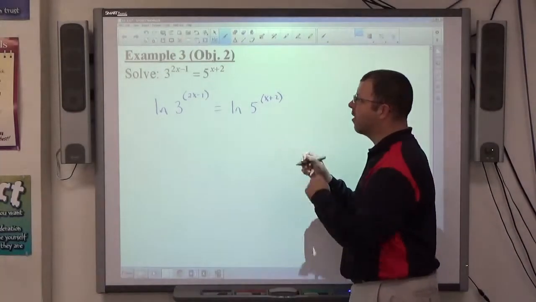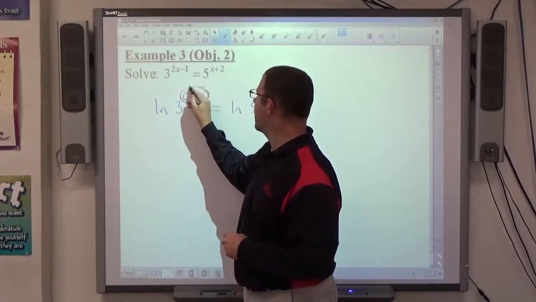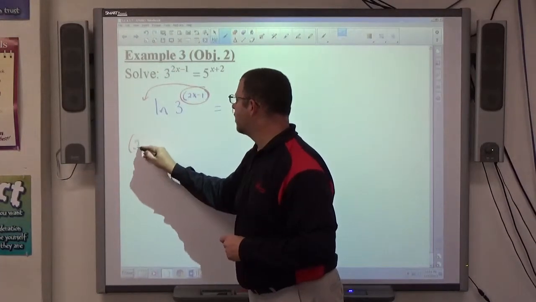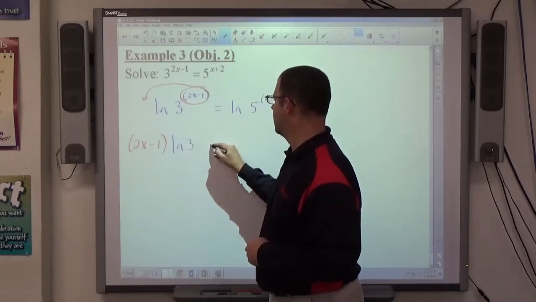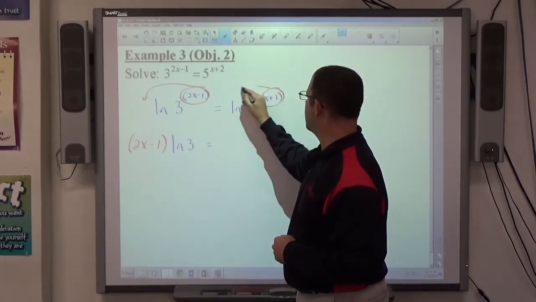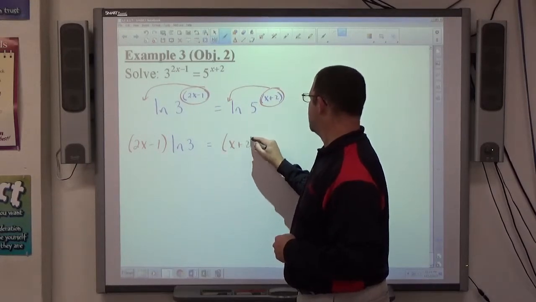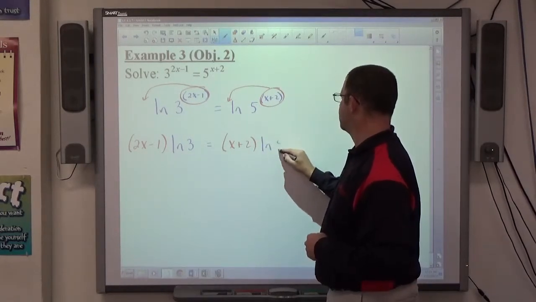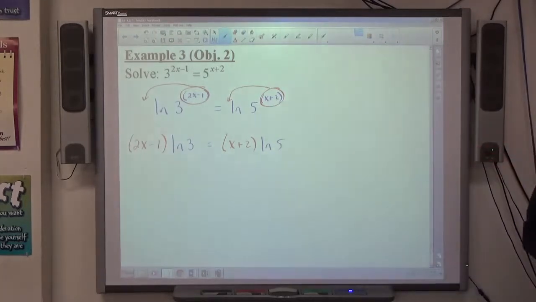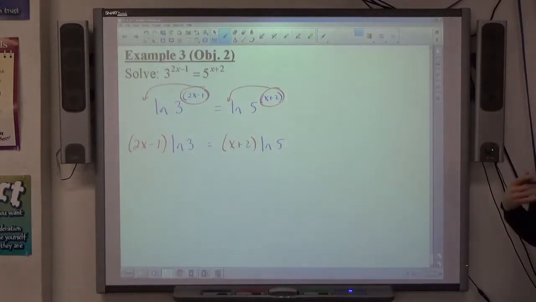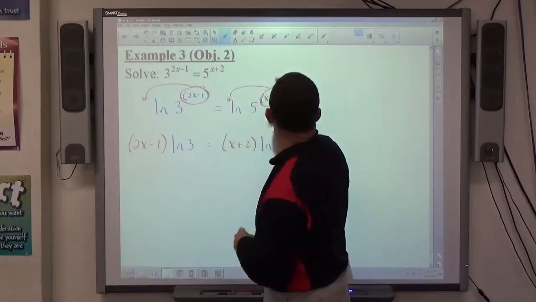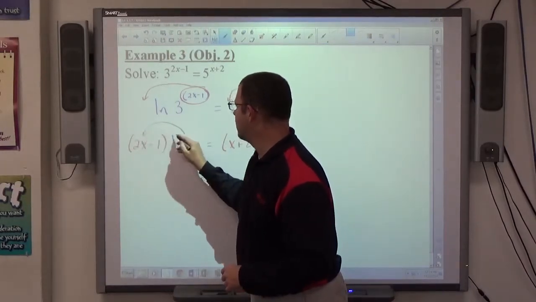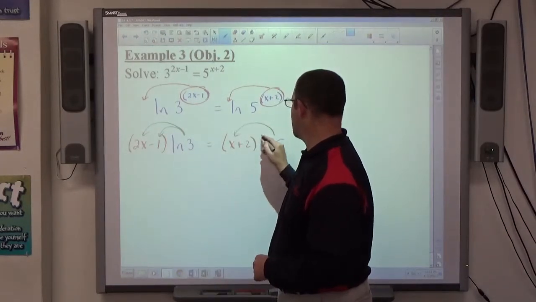When you pull them out in front, so when I take this 2x minus 1 out in front, the entire power 2x minus 1 is being multiplied by log of 3. And the entire power x plus 2 is being multiplied by log of 5. Alright. And if you don't put those parentheses, you might not remember, hey, I got to do a distributive property here. So the 2x minus 1 is the power, so when you pull that power out in front, the entire power is there. So when I simplify this, distributive property here, distributive property here.